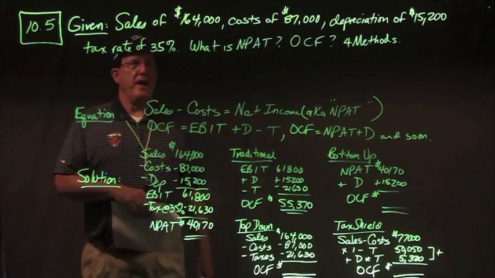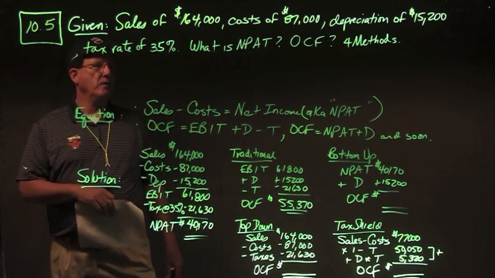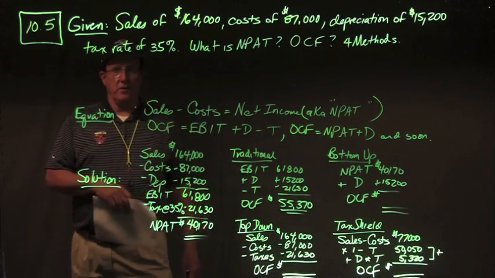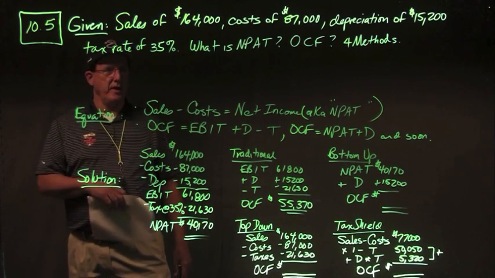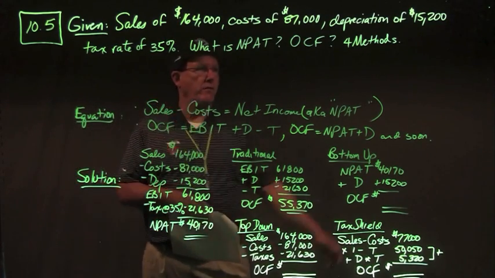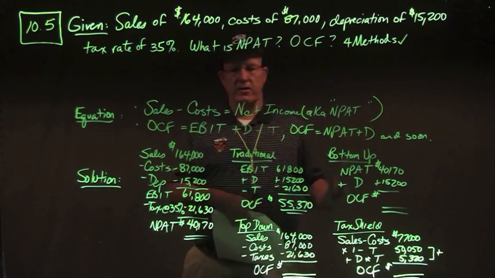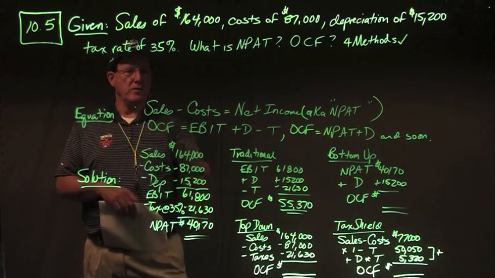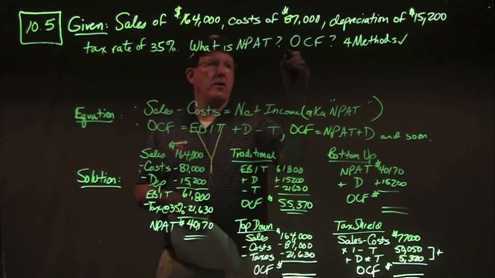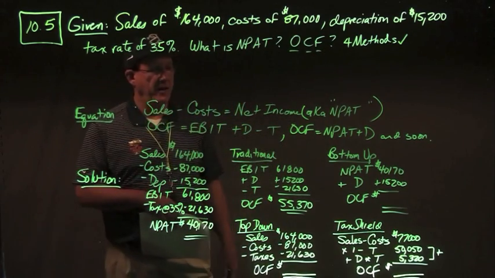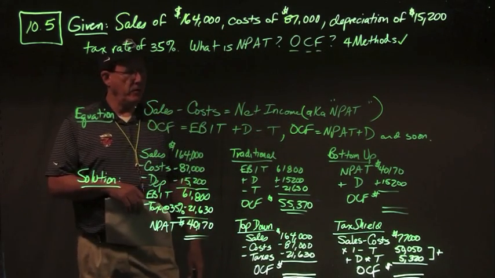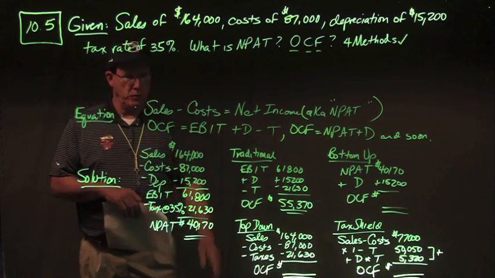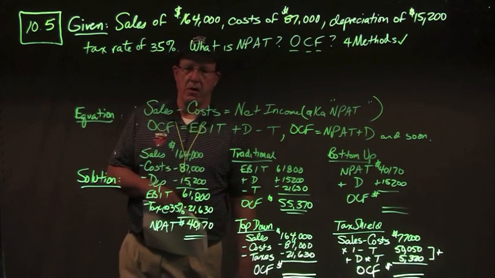In problem 10.5, we have sales of 164,000, cost of 87,000, depreciation of $15,200, and a tax rate of 35%. What is the net income? What is the OCF? Use all 4 methods if there is no interest expense in your P&L or income statement. So my equations are sales minus cost equals net income. When I see the letters OCF, I must calculate an income statement, because all the components of the OCF come off the income statement. So I must do a vertical income statement, stop when I get to swoosh swoosh. Your boss might call it a P&L.